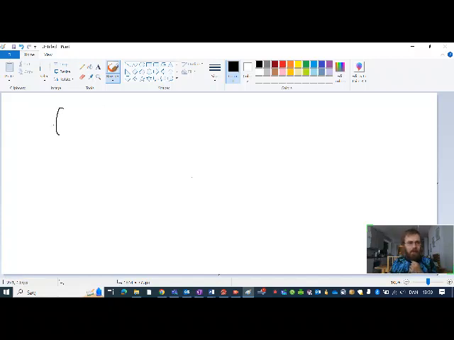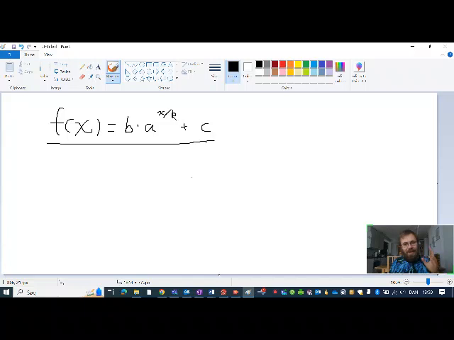Now, the exponential function is essentially any function that has this kind of a shape. Let me try to write it up as nicely as I can. B times a to the x, and then divided by k, finally plus c. And this right here is the general form of a quadratic equation. So, sorry, not a quadratic equation, an exponential function. I need to be careful with what I say here because this is not the same thing. This is very clearly something else.